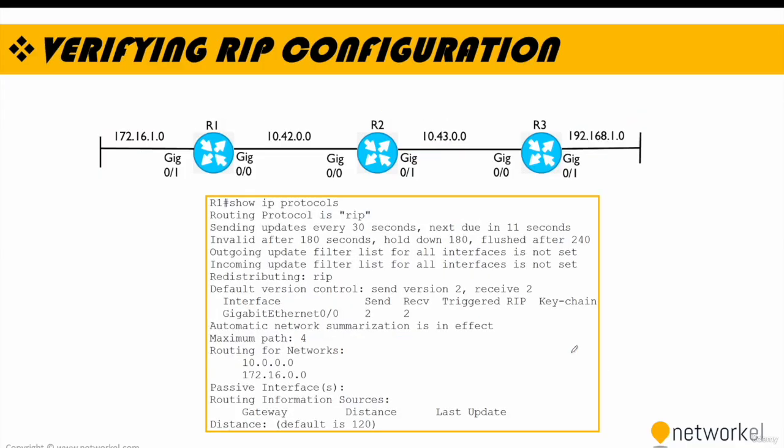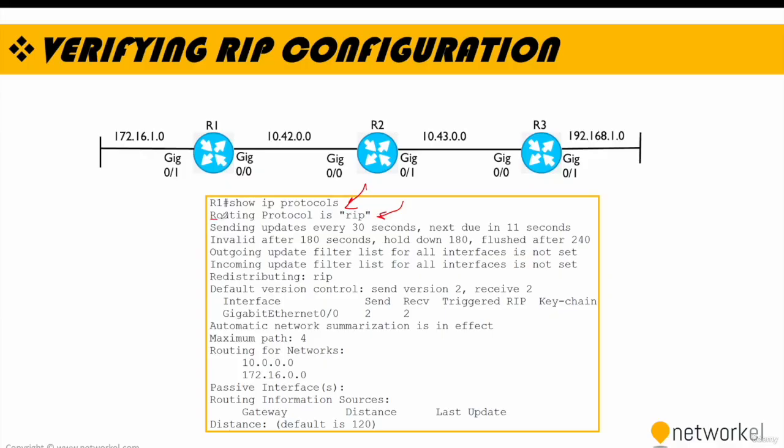How am I doing the verification? The command I'm using here is show IP protocols. Show IP protocols will show you which routing protocol you are using in this router.